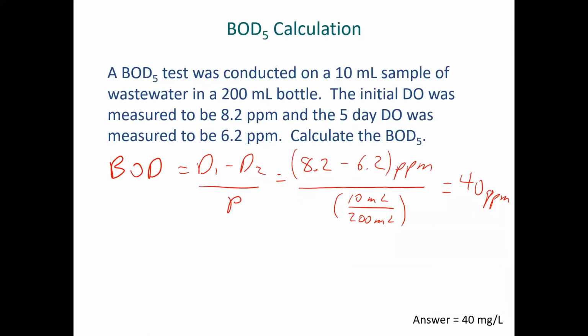In this case, we're getting 40 ppm. That's not a very polluted sample. And if you let it run a couple extra days, and let's say you get 50 instead, you still have the ballpark, you still have an idea of how polluted it is.